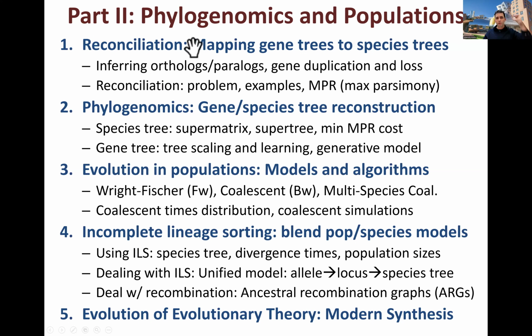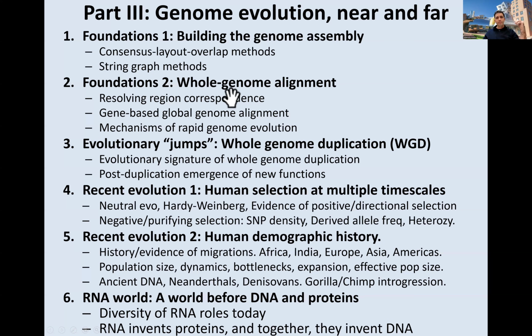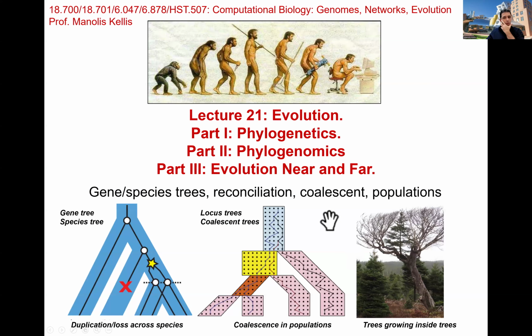And then in part 3, we're going to look at genome assembly, whole genome alignment, whole genome duplication. We're going to look at human selection, multiple timescales, human demographic history, and also the world before DNA and proteins were even invented. Okay. All right. So that's our goal for today.